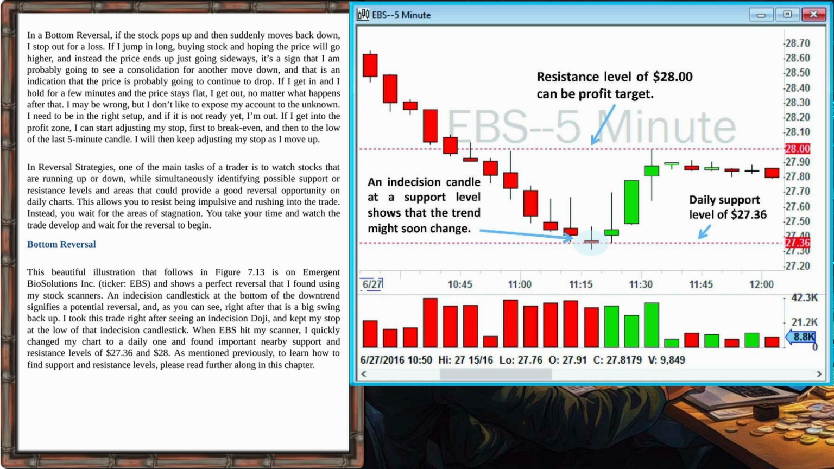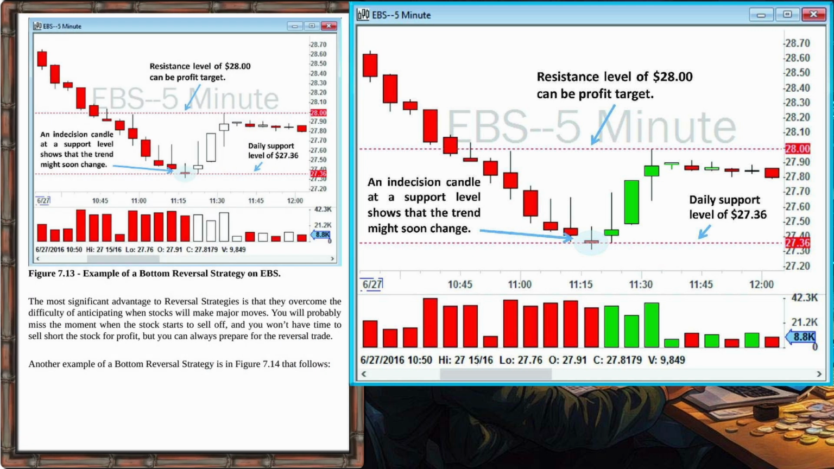I took this trade right after seeing an indecision doji and kept my stop at the low of that indecision candlestick. When EBS hit my scanner, I quickly changed my chart to a daily one and found important nearby support and resistance levels of $27.36 and $28. As mentioned previously, to learn how to find support and resistance levels, please read further along in this chapter.